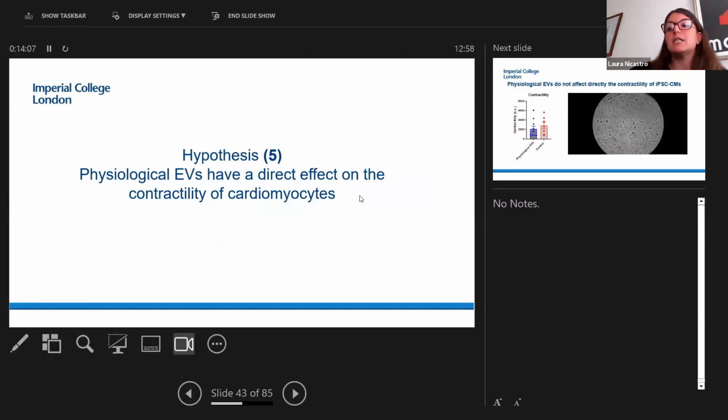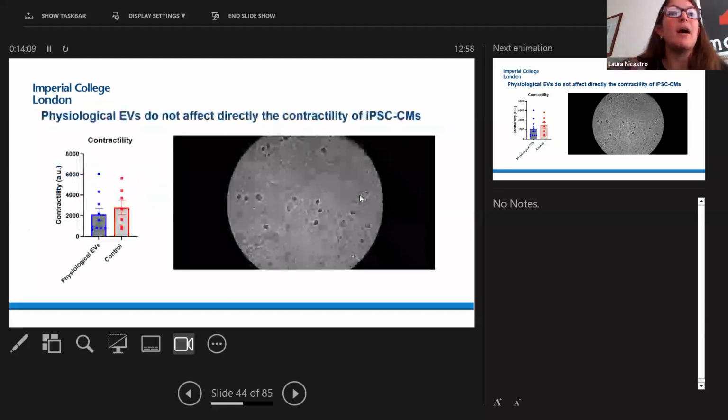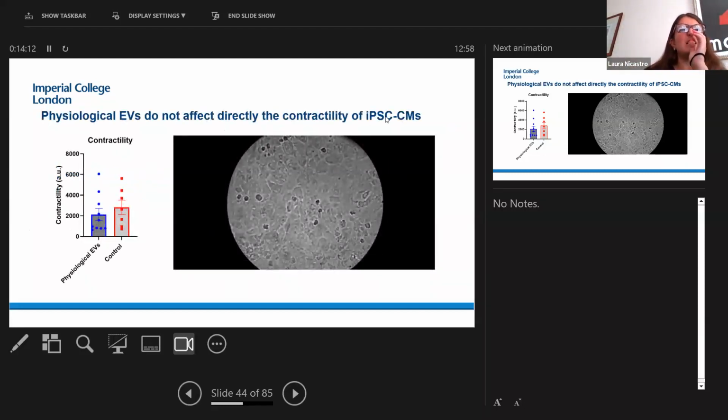So what we did is we wanted to look at cardiomyocytes in isolation, so we used iPSC-derived cardiomyocytes, which you can see here in this dish, and we quantified their contractility, again, after 48 hours of treatment with physiological EVs compared to non-treated cells. We found no significant difference in contractility in this case.